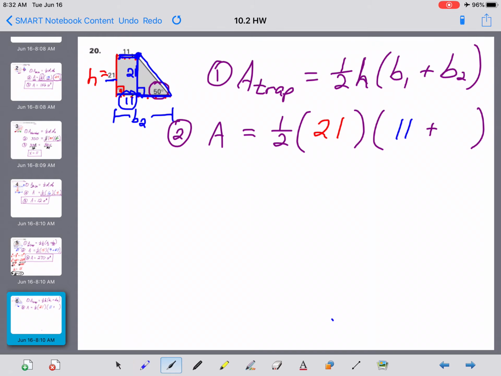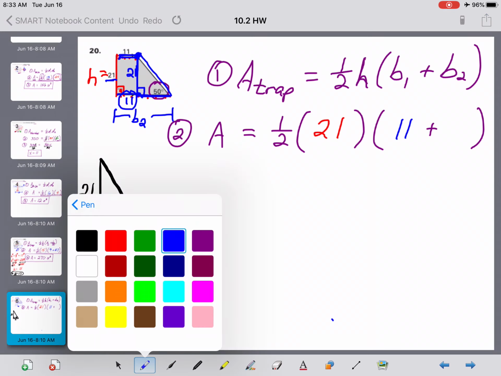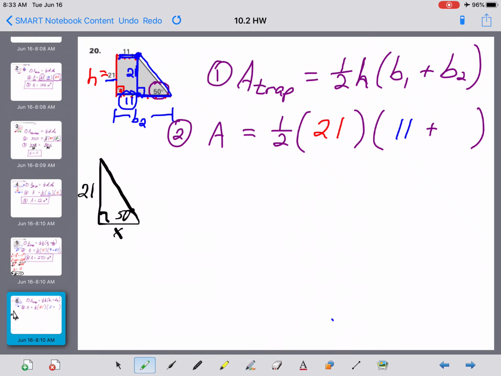So let me take a second down here and redraw that right triangle maybe a little bit bigger. And what do we know? Here's your right angle. We've got a 50-degree angle here. We've got a 21 over on this side. And we're trying to come up with the length of that bottom piece right there, which I'm going to call X.